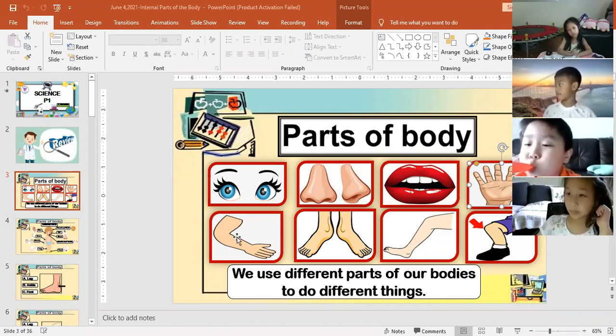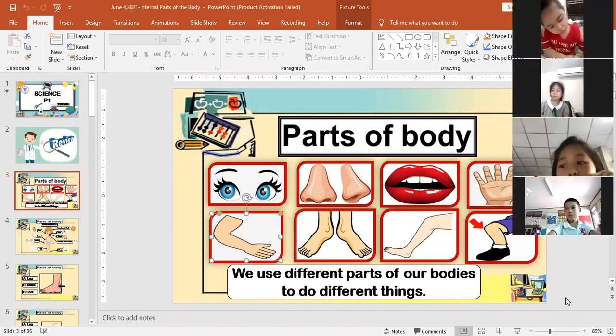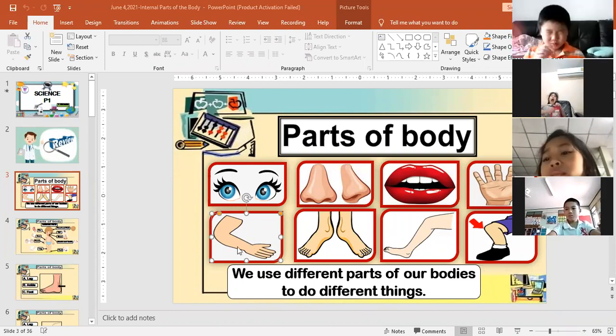How about this one? What part of the body is this? I will call Pawinrat. It starts with letter A. I will call Nada. Nada. What part of the body is this? This one is? It starts with letter A. Foot. Is it foot? Huh? Who wants to help? Feet. This one is fun.